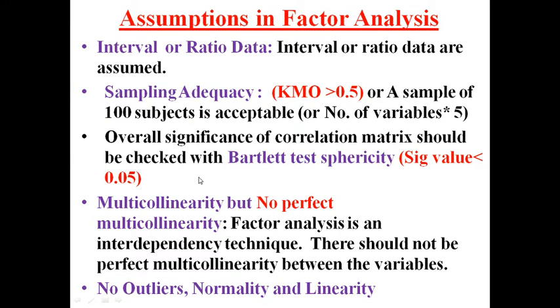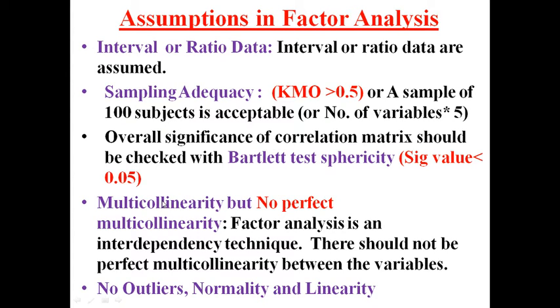Now the third one is saying the overall significance of the correlation matrix should be checked with the Bartlett test of sphericity. So when the significance value of the Bartlett test of sphericity is less than 0.05, then we can run factor analysis. The significance value should be less than 0.05. Then our data is appropriate to run the exploratory factor analysis.